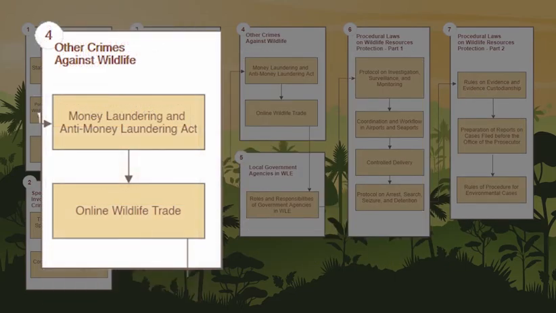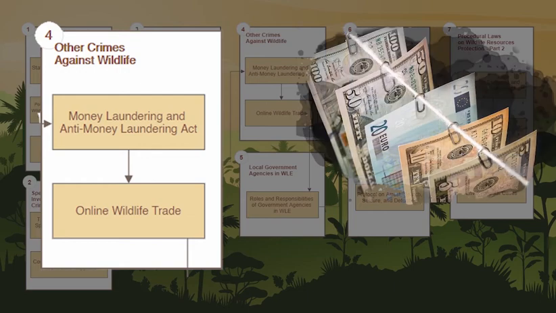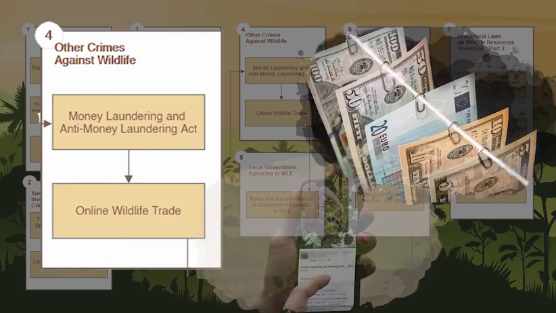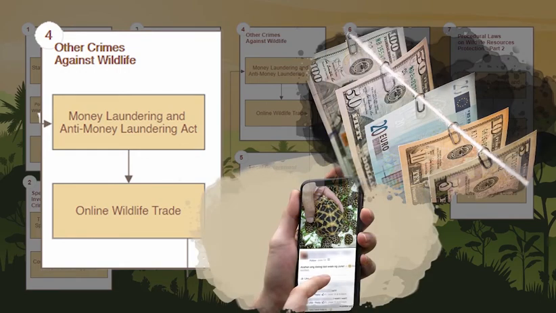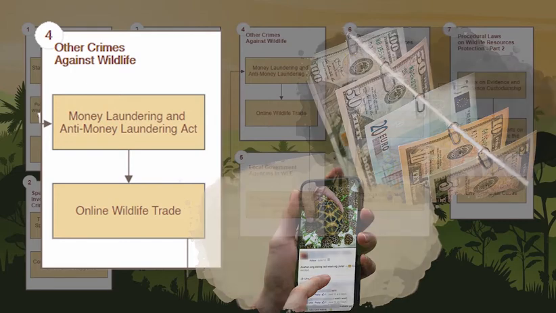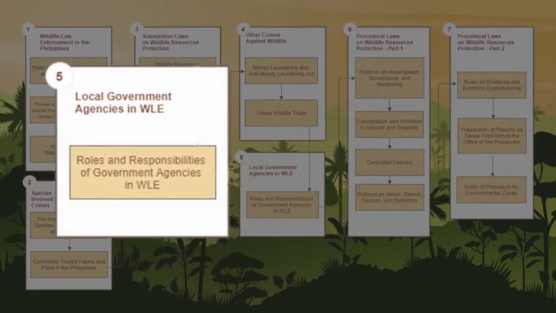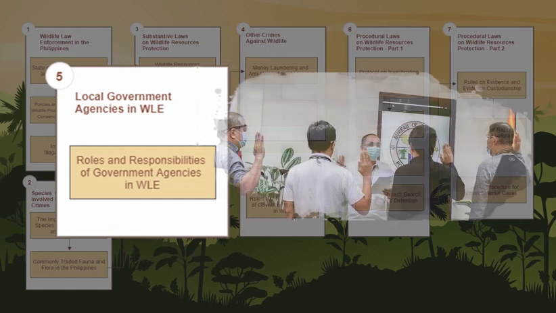The fourth module, Other Crimes Against Wildlife, discusses money laundering and online wildlife trade as crimes that threaten Philippine biodiversity. Roles and responsibilities of government agencies in wildlife law enforcement, the fifth module, provides a summary of how local agencies can work together to combat wildlife crimes.